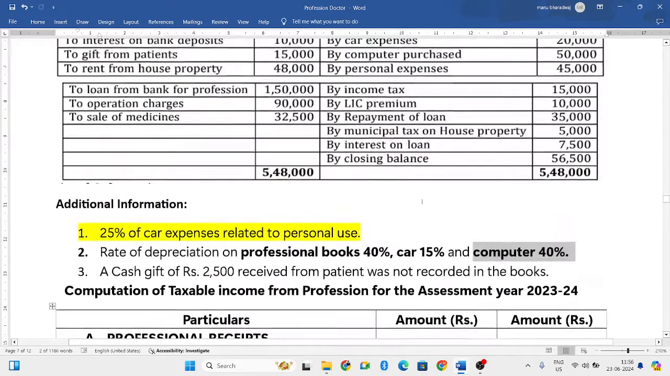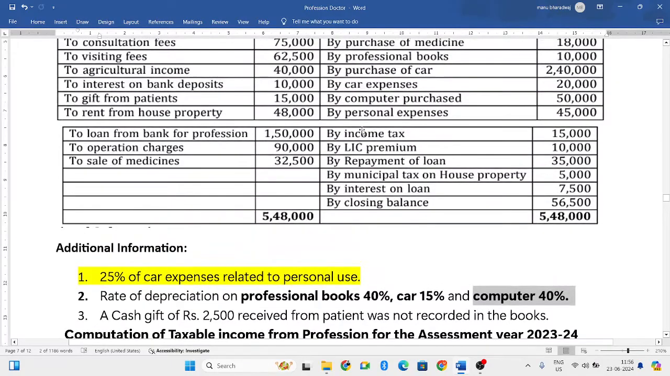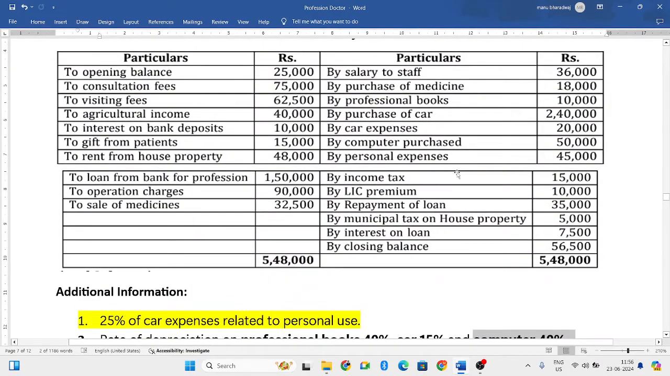Next, personal expenses. They have themselves said personal, so ignore that. Income tax. Income tax is also personal, so just ignore that income tax. LIC premium. LIC will be taken for an individual, that is a person, so it is nowhere related to his profession, so just ignore that also. Next, repayment of loan. Repayment of loan is also a capital expenditure. Any capital expenditure we will not consider.